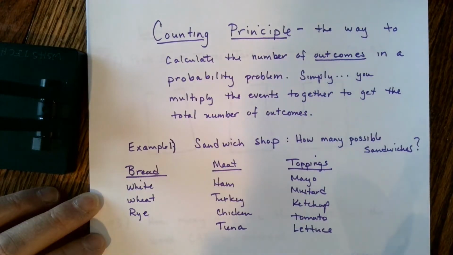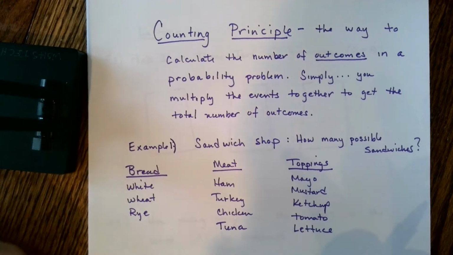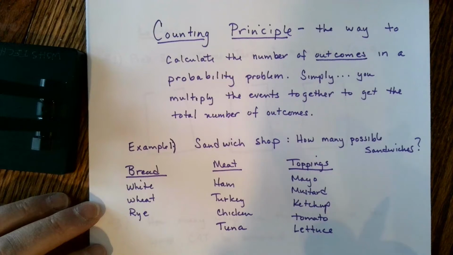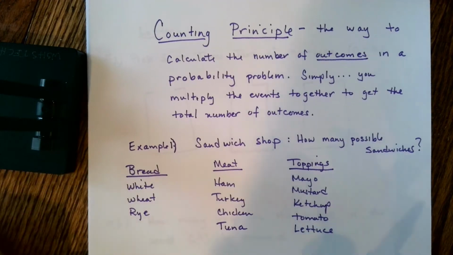Today we're going to discuss the counting principle. Basically, it's the way to calculate the number of outcomes in a probability problem. Simply put, what you're looking for is a way to determine how many possible outcomes you can have given a particular situation. In order to figure that out, you simply multiply the events together to get the total number of outcomes. So if you have two events going on, then you just simply multiply them together.